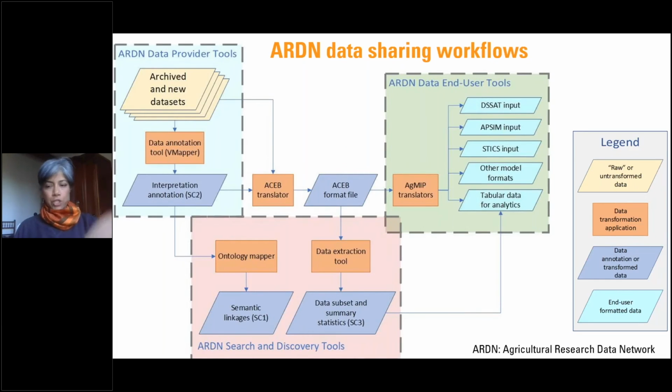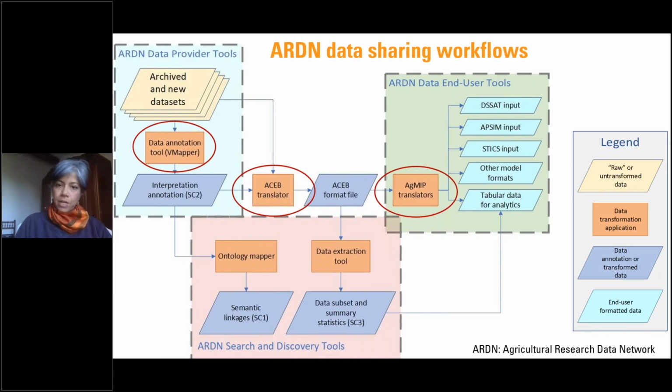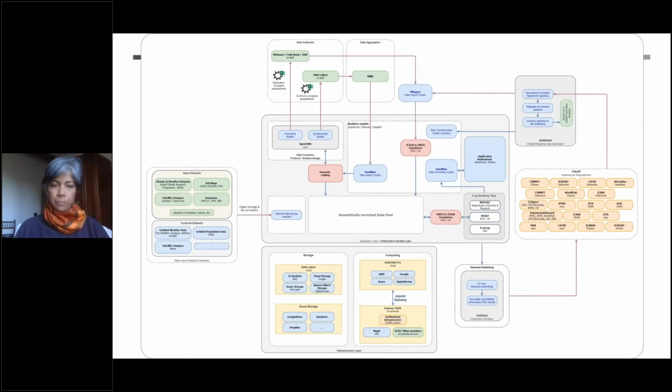It's part of the data sharing workflow of the Agricultural Research Data Network that the University of Florida is helping to build, a key piece of which is the VMapper tool that I just showed you, that feeds into a couple of translators that allow you to leverage the models that are part of the AgMIP ecosystem of models. And then there's the ontology mapping to CGIAR ontologies. That's also part of this data sharing workflow.